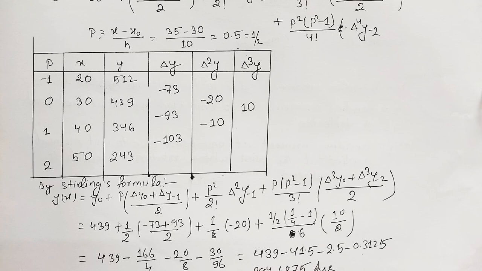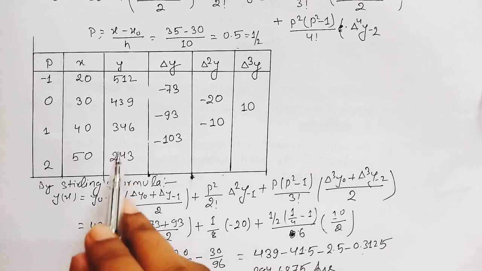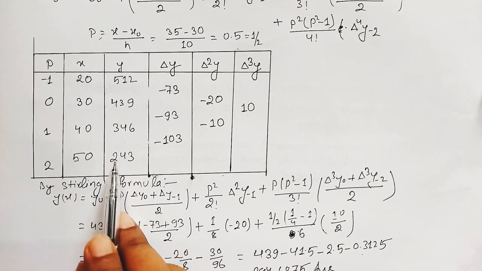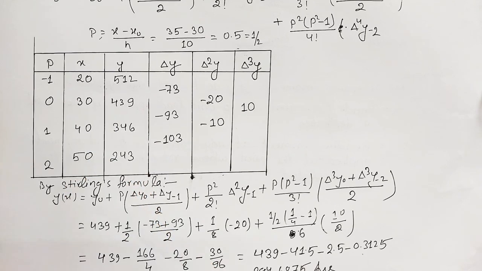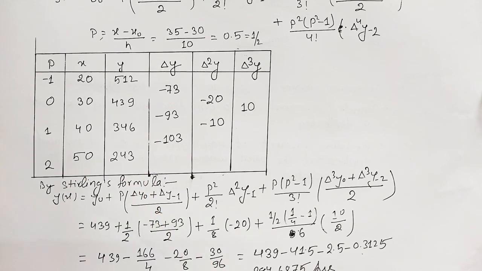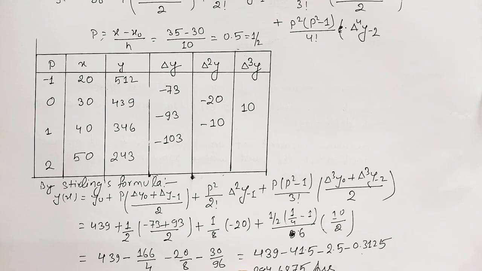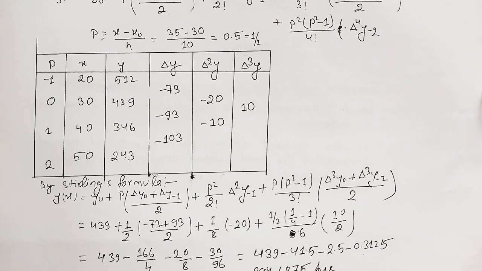And you can see that 394 lies between 346 and 439, so our answer is correct. And as we know that Stirling's formula is for interpolation, so we have interpolated the value using Stirling's formula.